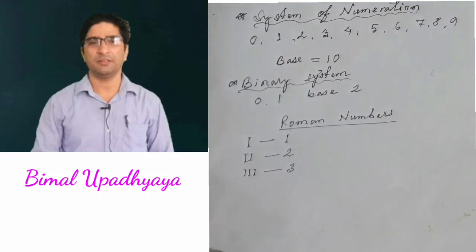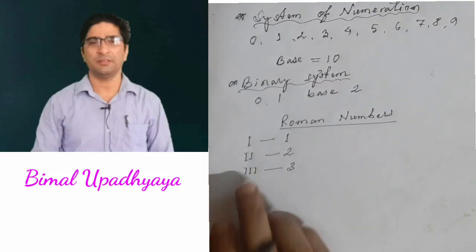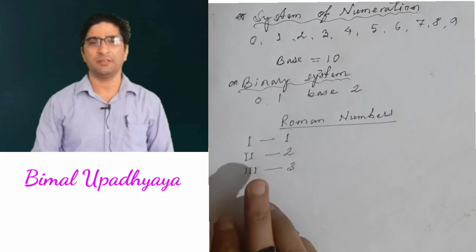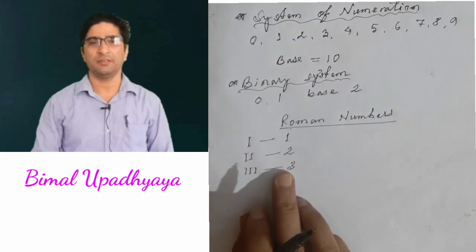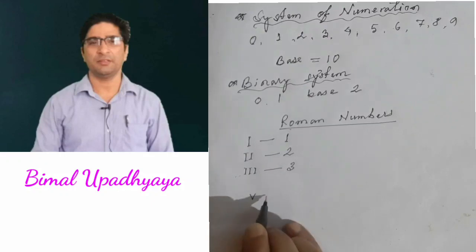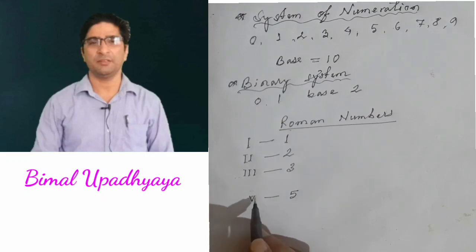Now if we go for 4, we will not make 4 sticks or IIII. In Roman numeration, one of the rules is that the maximum repetition of a digit is 3, that's why 3 we write as III. Now before learning 4, we must know about 5. This V is 5. When a smaller digit is placed on the right side of this 5, it will be added, and when the smaller digit is placed on the left side, it will be subtracted.